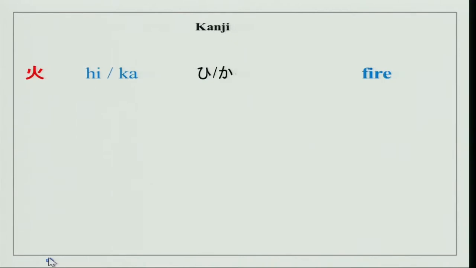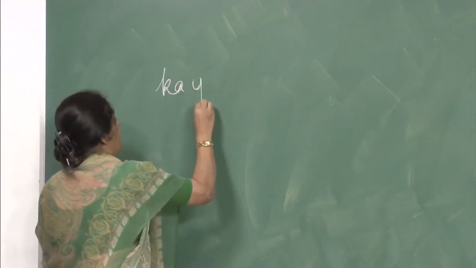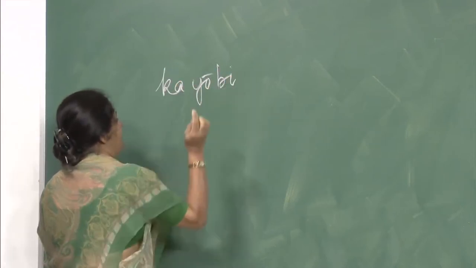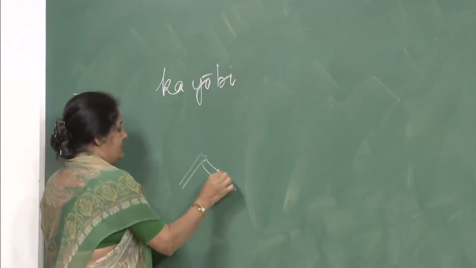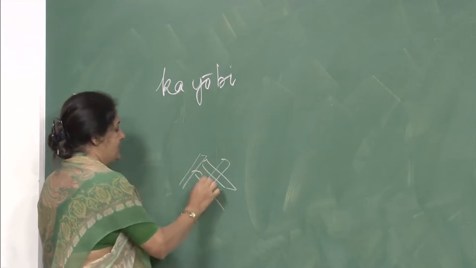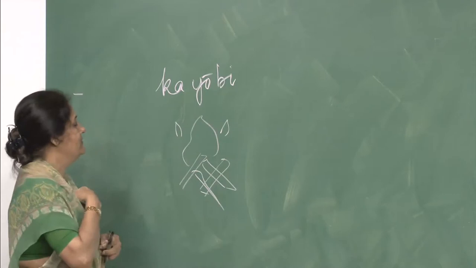Now the next character you can see is "hi". It is written over here, which means fire, which is "ka", as in Kayobi. So fire is actually made like this, with the flames over here, something somewhat like this.